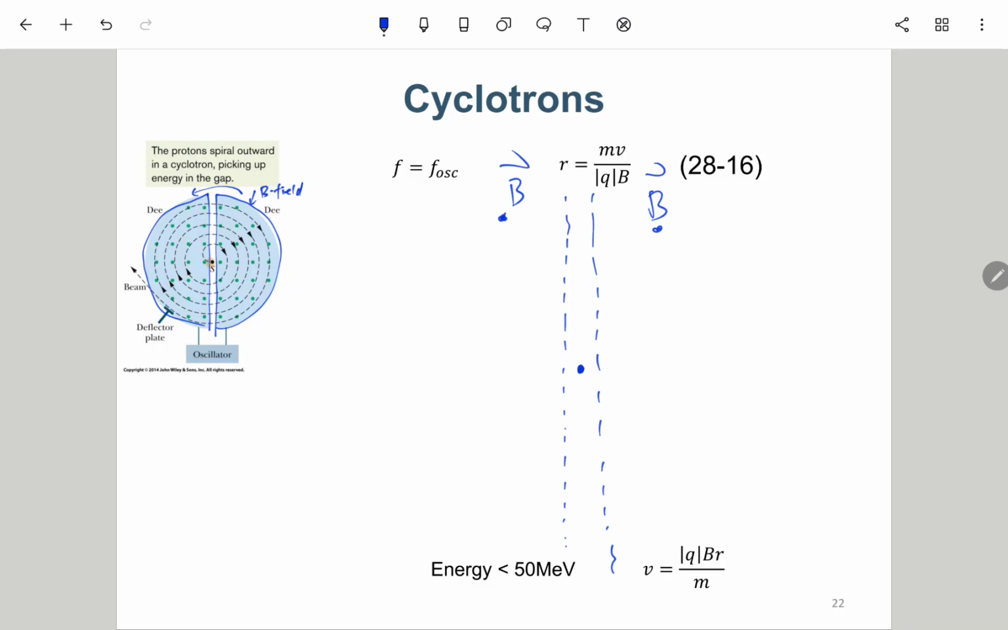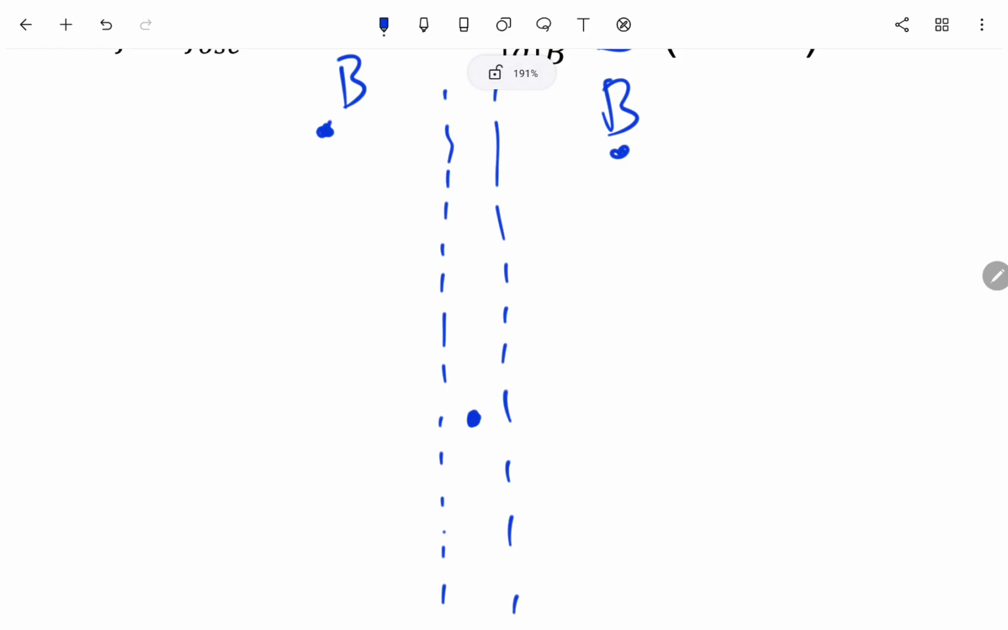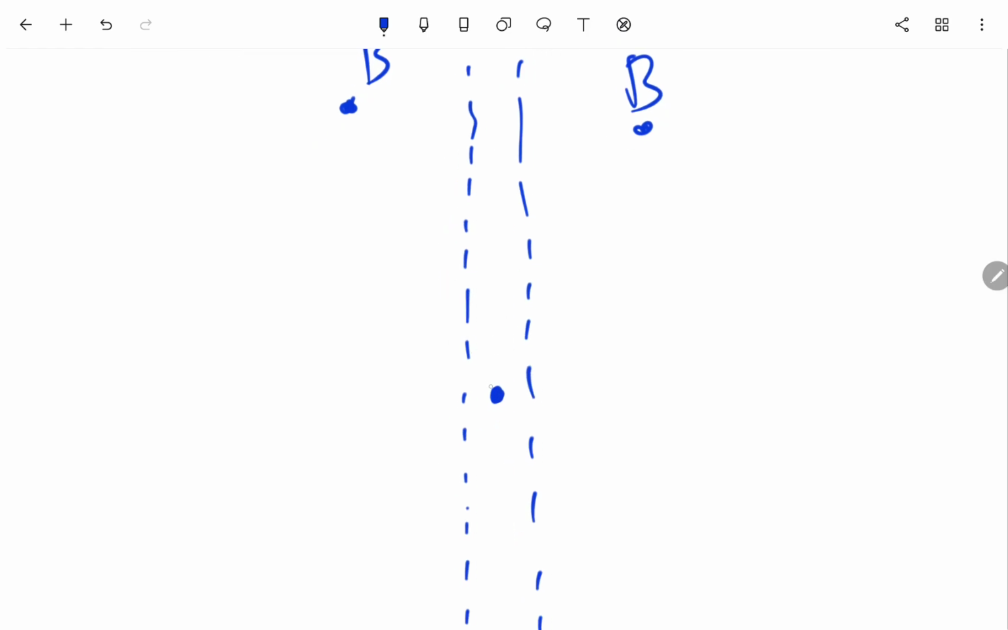For the gap, we generate an E field alternately. At the beginning, the E field is pointing to the left side, and we assume this particle is a positive charge, so it will accelerate up to this point. Let's say this is V at the beginning. We won't have an E field for the left side and the right side.